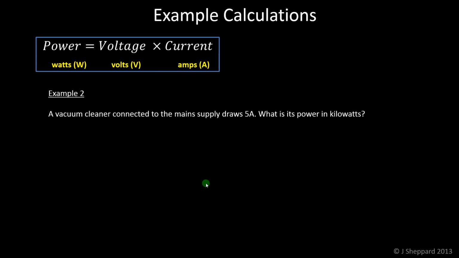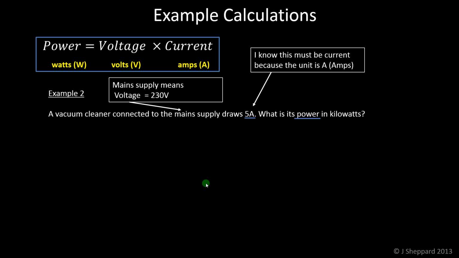A vacuum cleaner connected to the main supply draws 5 amps. What is its power in kilowatts? Okay, so underline our quantities again. 5 amps, we're after power again. Now, remember we said before that if you see the word main supply anywhere, that is code for 230 volts in the UK. So that's how we know that one. So we've got our 230 volts, we've got our 5 amps, and we've got our power, so it's the same equation.